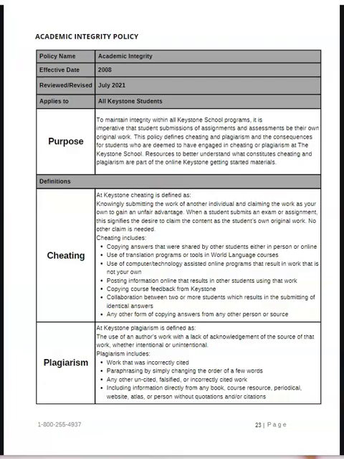So academic integrity, let's start there. The purpose of an academic integrity policy is to maintain the integrity within all Keystone School programs. It's imperative that student submissions of assignments and assessments be their own original work. This policy defines cheating and plagiarism and the consequences for students who are deemed to have engaged in cheating or plagiarism at the Keystone School.